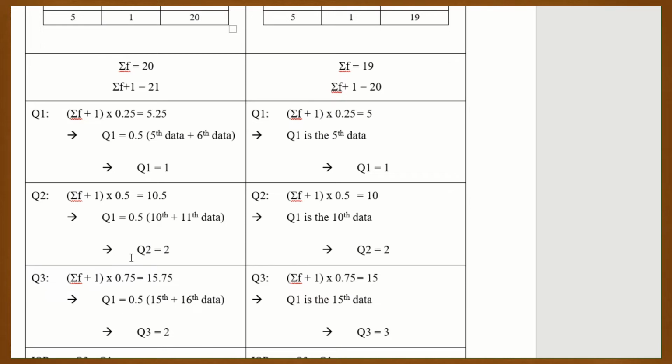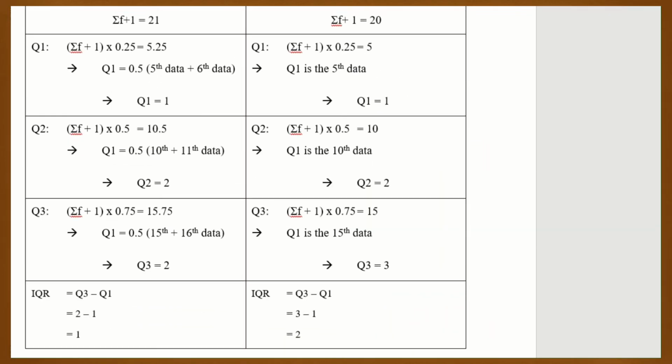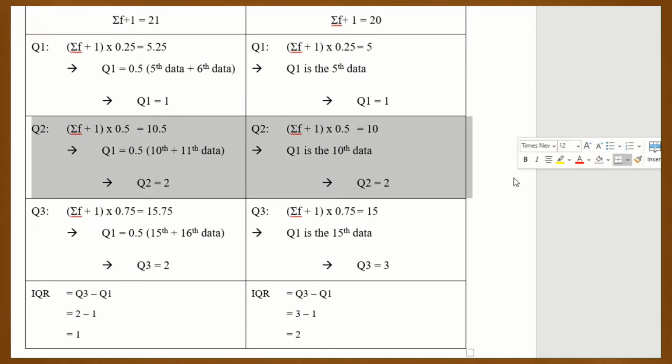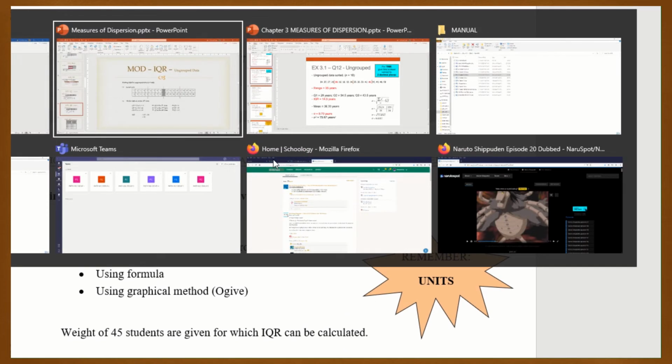IQR is 2 minus 1, Q3 minus Q1. You don't need to find Q2 for finding IQR. It's just here to show you the method is the same. Only that median is half, Q1 is 1/4, Q3 is 3/4. Whether you want to use fraction or decimal, up to you. Okay? Now, group data with interval.